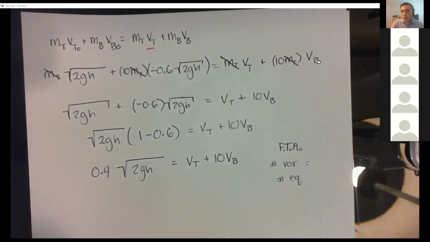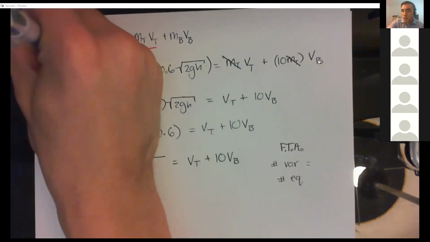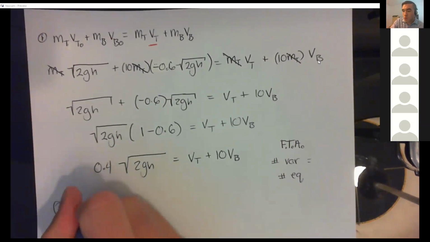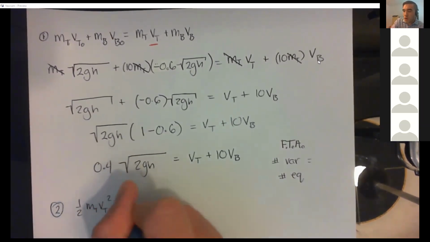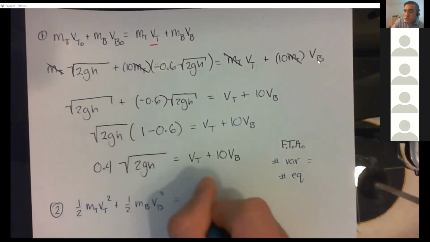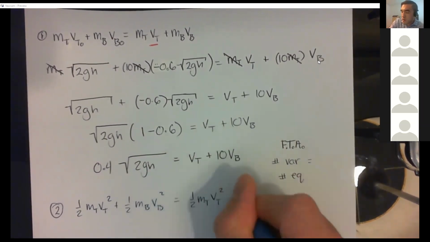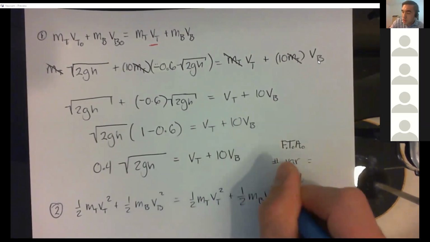When it comes to these elastic collisions, this first one right here is only conservation of momentum. What's the other half of the coin when it comes to elastic collisions? Conservation of energy. Number 2, conservation of energy, which is, of course, 1/2 mass of the tennis ball, velocity of the tennis ball squared, plus 1/2 mass of the basketball, velocity of the basketball squared, which is going to be equal to 1/2 mass of the tennis ball, velocity of the tennis ball squared, plus 1/2 mass of the basketball, velocity of the basketball squared.